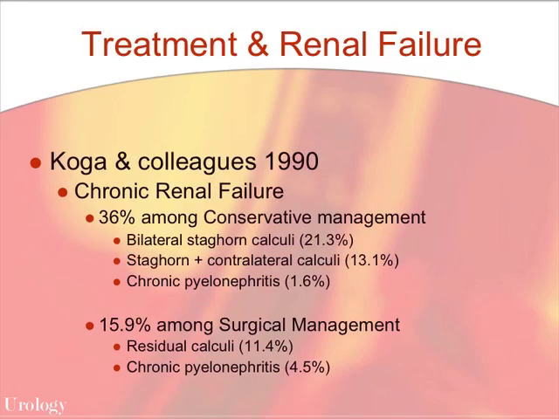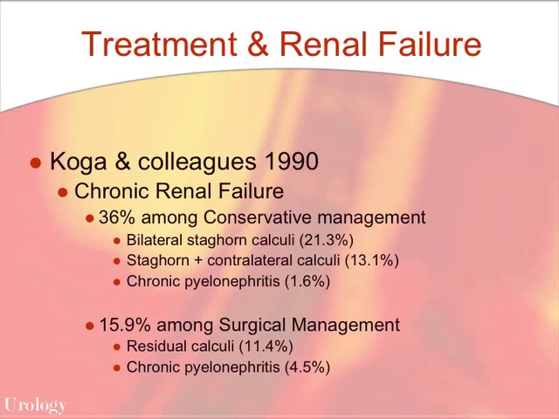Similarly, in 1990, Koga and colleagues looked at conservative therapy compared to surgical intervention. Now, these patients were accrued between 1965 and 1984, so it's a little bit limited, and they didn't define exactly what conservative management was, except the fact that there's no surgical intervention. So here they also found a higher incidence of chronic renal failure in the patients that weren't surgically operated on.